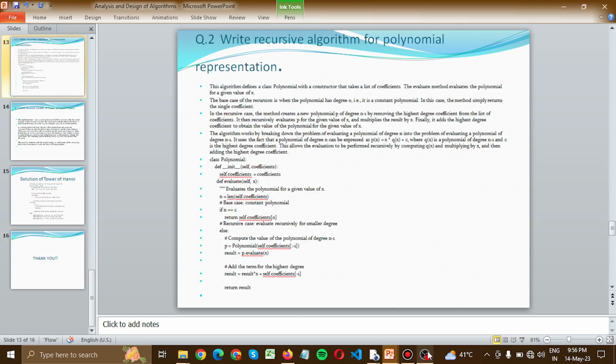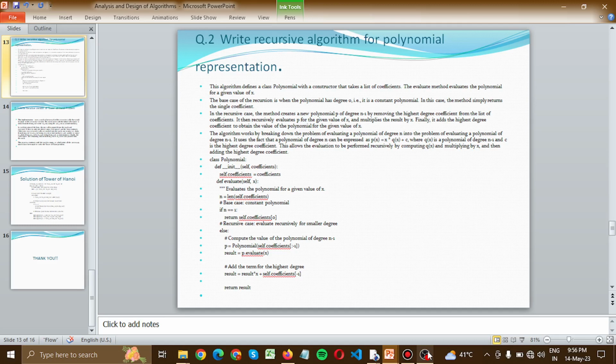Now the second question: write a recursive algorithm for polynomial representation. This algorithm defines a class polynomial with a constructor that takes a list of coefficients. The evaluate method evaluates the polynomial for a given value of x. The base case of the recursion is when the polynomial has degree 0, that is, it is a constant polynomial. In this case, the method simply returns the single coefficient.